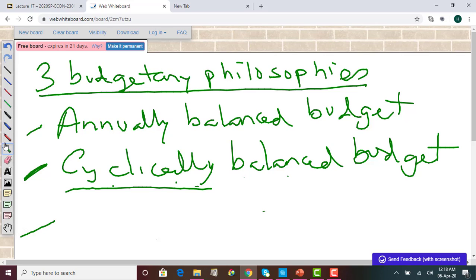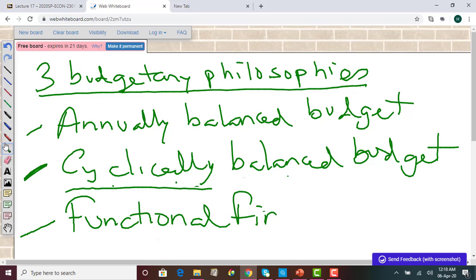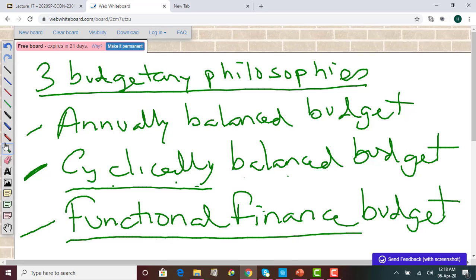And the last one, which is the one that's used in the US and makes the most sense, is called the functional finance budget. Under this theory, or under this philosophy, the focus is not on balancing the budget, but the focus is on the stability of the economy. So under this third type of philosophy, we are focusing on how we can stabilize the economy, and we are not focusing on balancing the budget of the government.